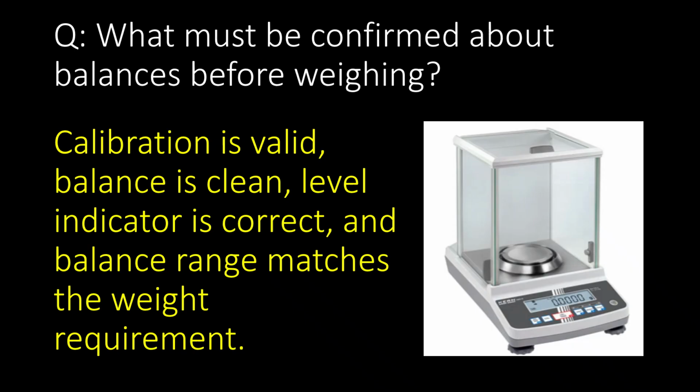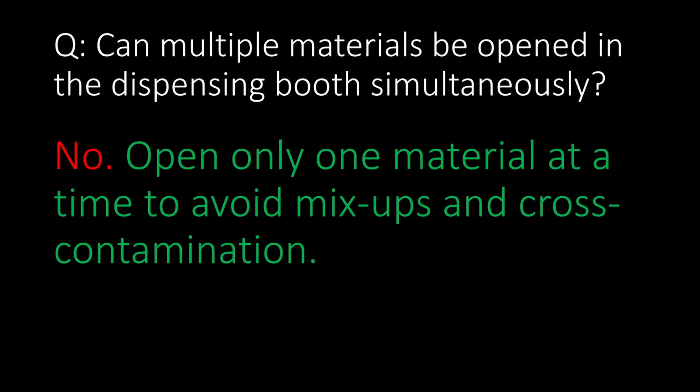What must be confirmed about balances before weighing? Calibration is valid, balance is clean, level indicator is correct, and balance range matches the weight requirement are the key checkpoints for weighing balances before weighing. Can multiple materials be opened in the dispensing booth simultaneously? Direct answer is no. Open only one material at a time to avoid mix-ups and cross-contamination.